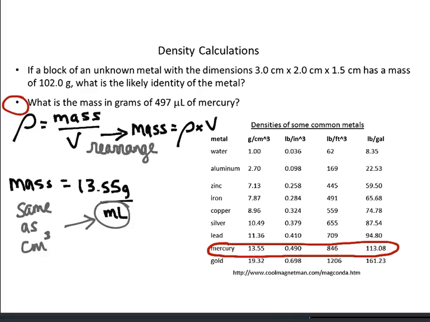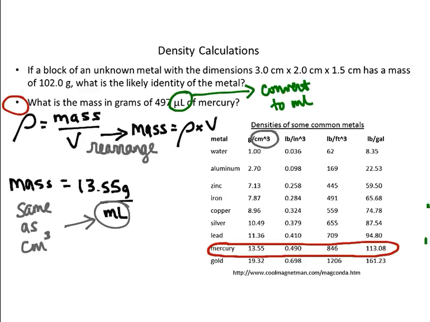So that means that we simply need to take the density, multiply by the volume, but none of our densities are given in microliters, and so we have to convert from microliters to milliliters. So you can see that the density of 13.55 grams per cubic centimeter, that's the same thing as grams per milliliter. So 1 milliliter is the same as 1 cc, which is 1 cubic centimeter. So we need to convert microliters into milliliters.